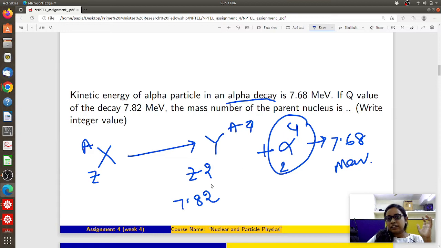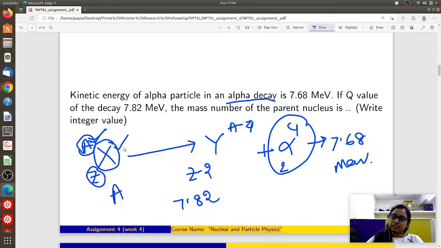So if these two data are given, what will be the value of the mass number of the parent nucleus? Parent nucleus mass number means they are asking about the mass number A in X with mass number A. As I already told you, the parent nucleus is X and the daughter nucleus will be Y. So if it is asking for the mass number of the parent nucleus, they are asking about the value of A.